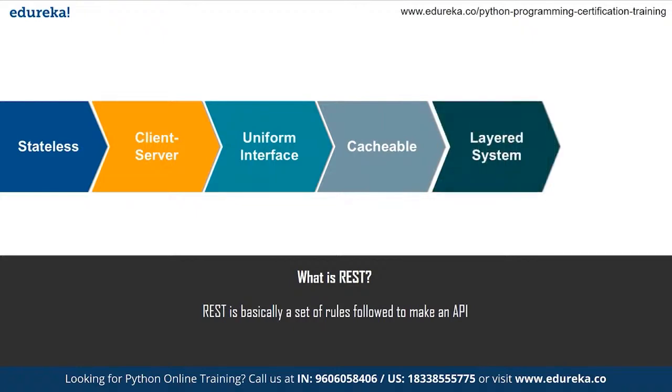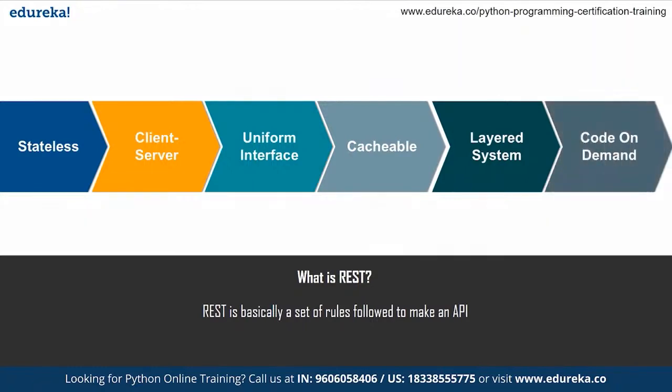So the layered system architecture allows an application to be more stable by limiting component behavior. This type of architecture helps in enhancing the application's security, as components in each layer cannot interact beyond the next immediate layer they are in. Also, it enables load balancing and provides shared caches for promoting scalability.